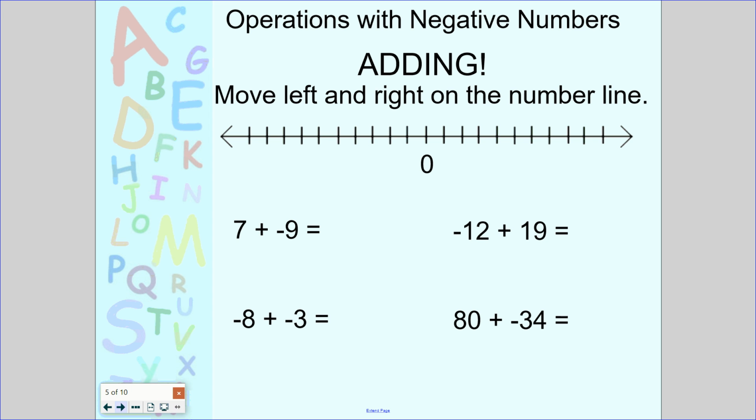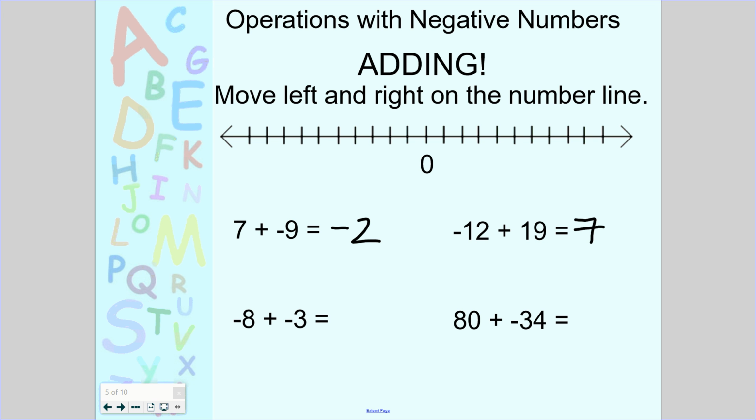When you are adding with negative numbers and positive numbers, think of it as moving left and right on a number line. You start at 0, so let's say I want to start with 7. I'm going to go 7 to the right, and then I want to add on negative 9. The negative value tells me I'm moving to the left. So if I go 7 to the right and 9 to the left, where do I end up? Negative 2. Okay, so that's a good way to think about these. If you have negative 12 plus 19, think of it as moving 12 to the left and 19 to the right. Where would that take you? It would take you to positive 7.